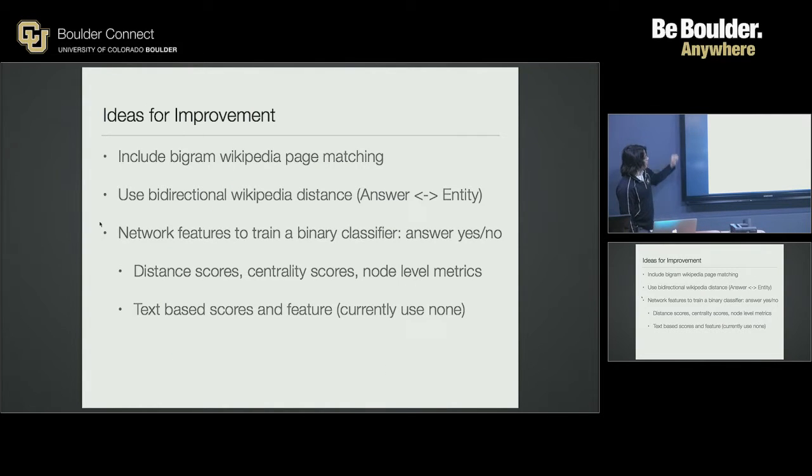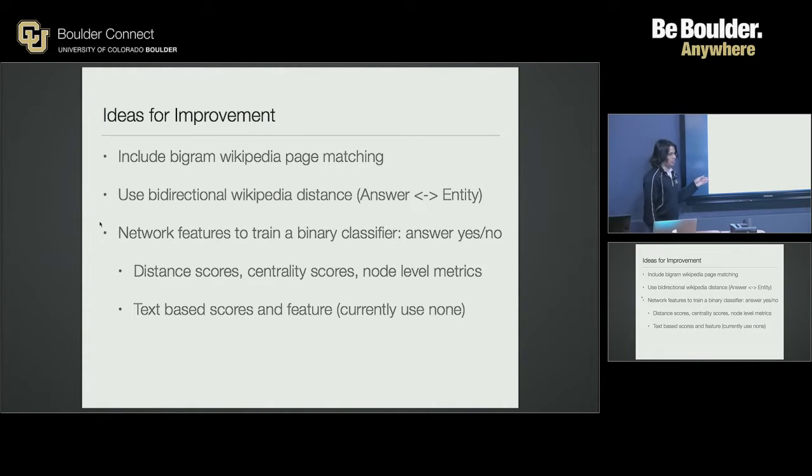So including bigram matching, you could also imagine that to compute our distance, we could do bidirectional Wikipedia distance. So not just answer to entity, we could go from the entity to the answer. So that gives us a better score. And we could include basic network features like degree centrality or node-level metrics, and then have a classifier decide which things are important and how.